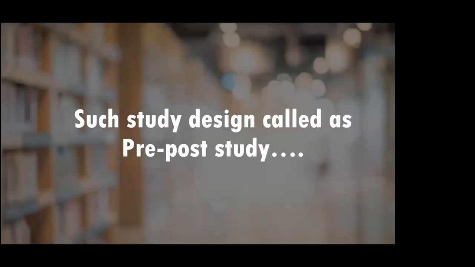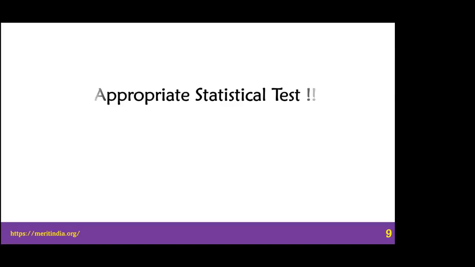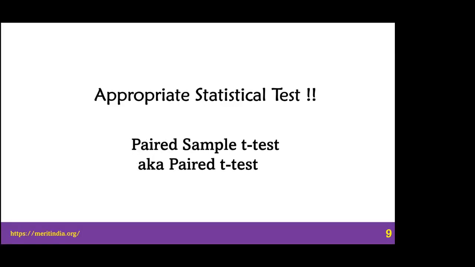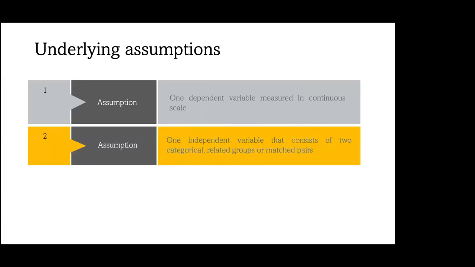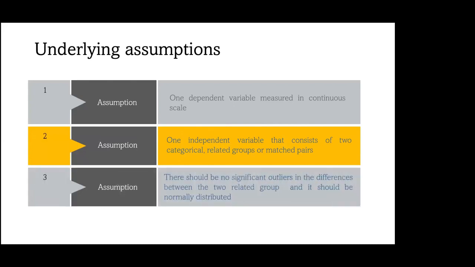So now, such a type of study design is called a pre-post study. An appropriate statistical test for such a research design is the paired sample t-test, which is also known as the paired t-test. There are some underlying assumptions, like the independent sample t-test. The first assumption is that the dependent variable should be measured on a continuous scale. The independent variable is basically a related group or matched pair across 2 different time points or across 2 different interventions. And there should not be any significant outlier in the difference between the 2 related groups.